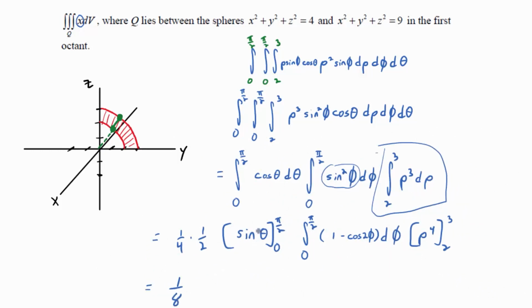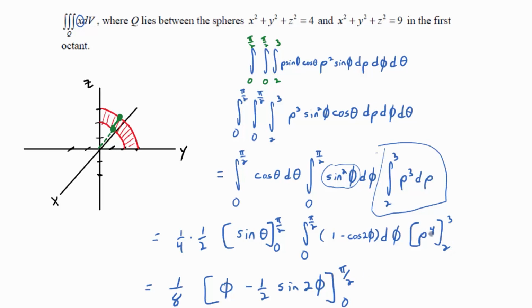Sine of pi over 2, what's that? That's 1, minus sine of 0, which is 0, so that whole thing is just 1. I'm not even going to write it down. And then integrate this one for me: phi, and then minus 1/2 sine of 2 phi, from 0 to pi halves, right?